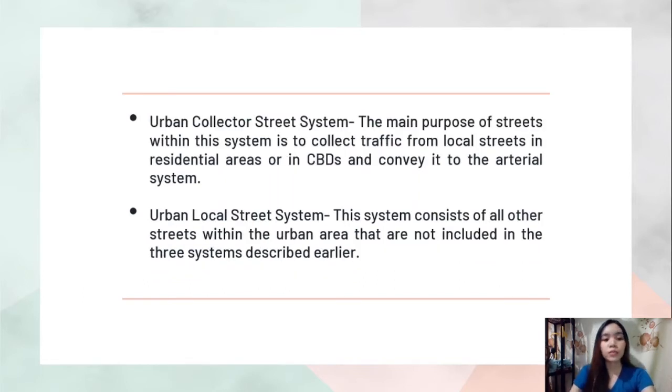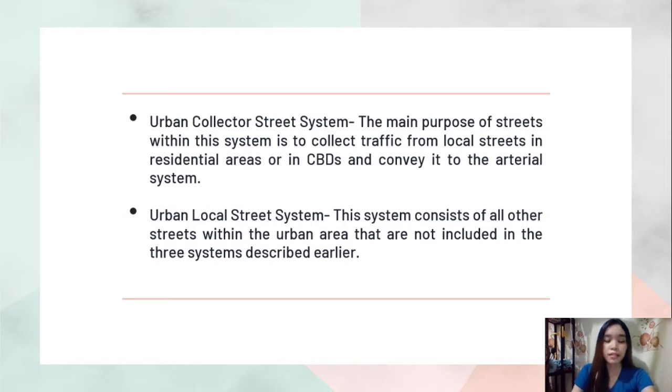The next one is the urban collector street system. The main purpose of streets within this system is to collect traffic from local streets in residential areas or in CBDs and convey it to the arterial system. Thus, collector streets usually go through residential areas and facilitate traffic circulation within residential, commercial, and industrial areas.